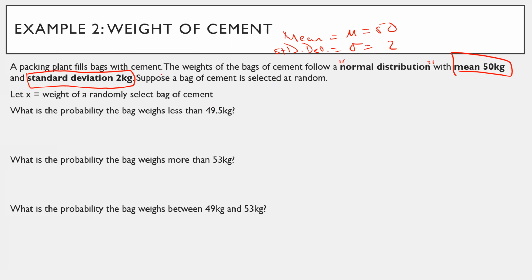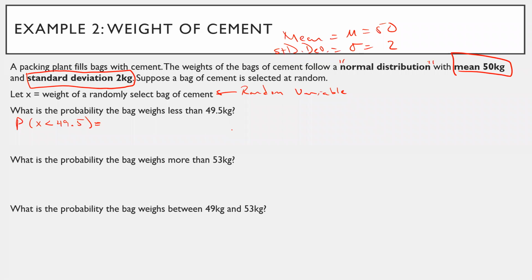Okay, so here's what you're going to do. These bags are coming off the assembly line. You're just going to select a bag at random, so that's going to be a random variable. We're going to let X be the weight of that randomly selected bag. All right, so now I've got the same basic 3 questions here. First one, what is the probability the bag weighs less than 49.5 kilograms? So it's the probability that X is less than 49.5.